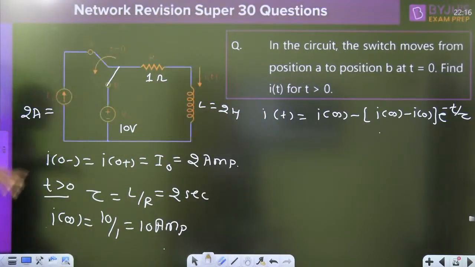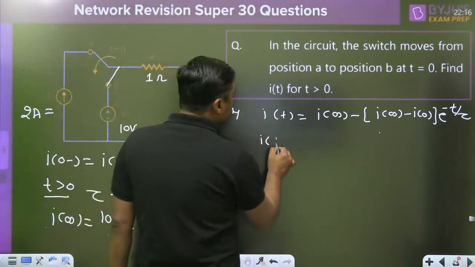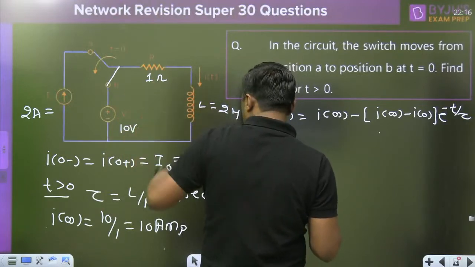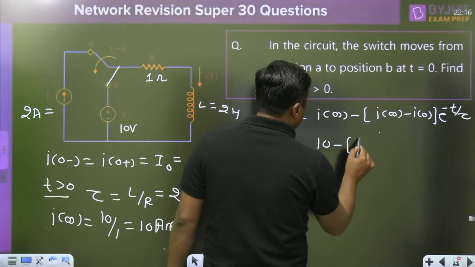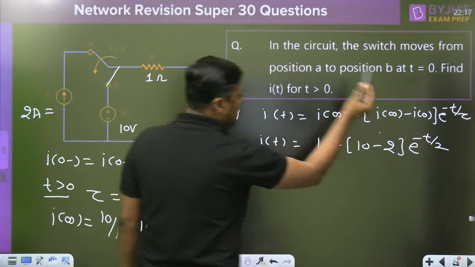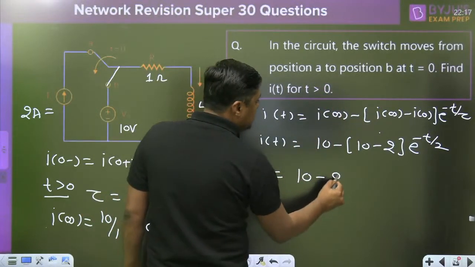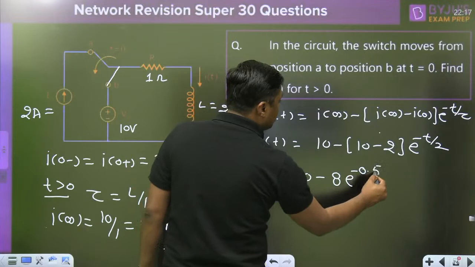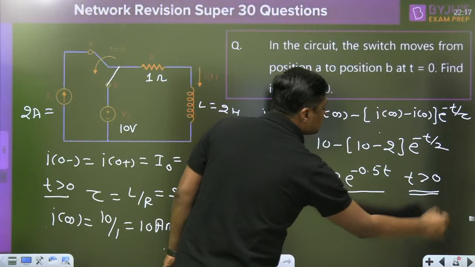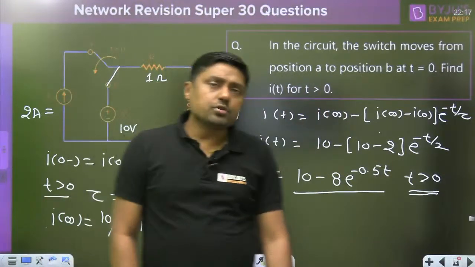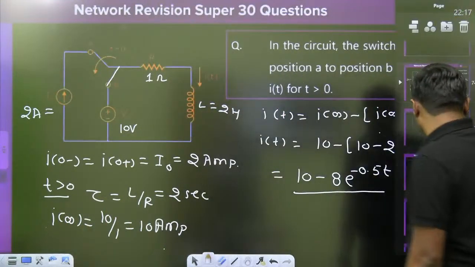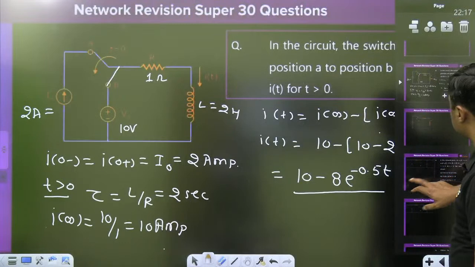So what is the answer here? This is the 2 ampere, that is the 10 volt. I(t) is equal to I infinite, the infinite current is 10 ampere, minus the initial current difference 8, e raised to power minus t by 2, because the time constant is 2. So I(t) is 10 minus 8 e raised to power minus 0.5 t. This is valid for t greater than 0. So this type of questions come in competitive exams, but one more important question is on initial condition.